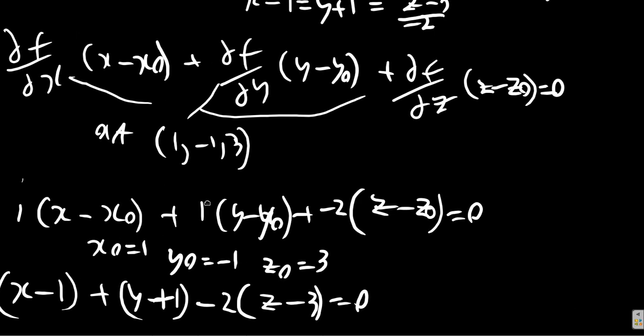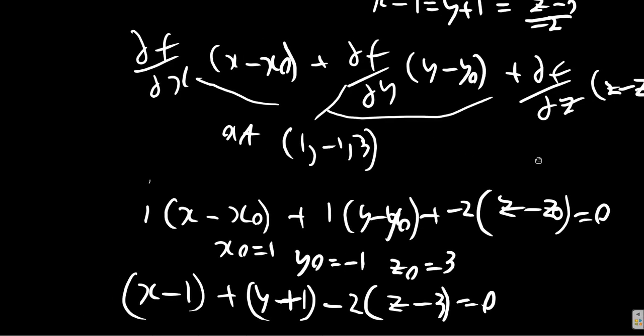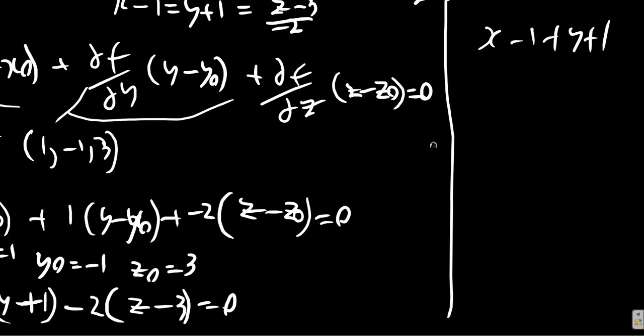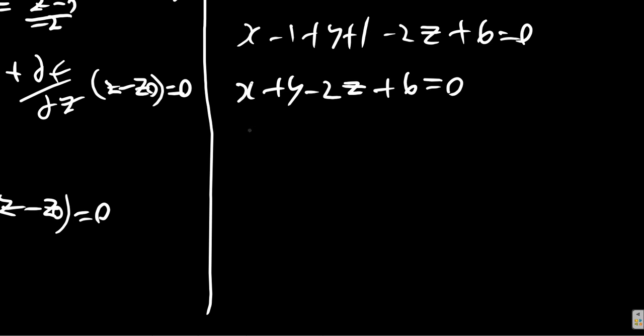We could multiply out the brackets. We run out of scrolling space, so let's continue working on this side. We have x minus 1 plus y plus 1 minus 2z plus 6 equals 0. So x plus y minus 2z, negative 1 plus 1 is 0, plus 6 equals 0. And we could write it as x plus y minus 2z is equal to negative 6. So that's the equation of our tangent plane.